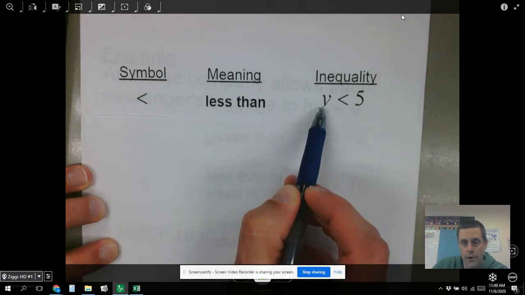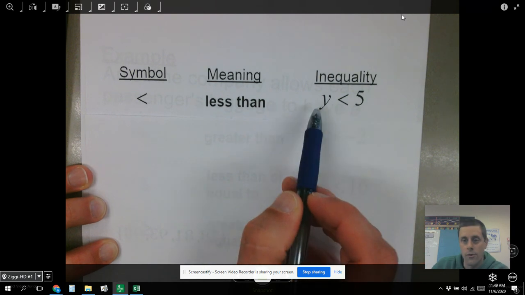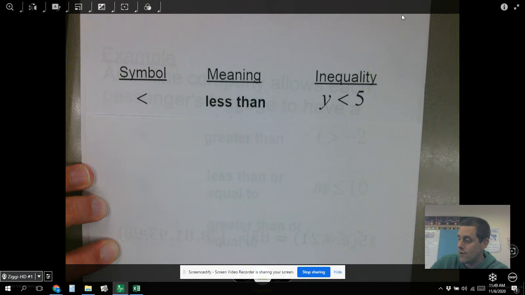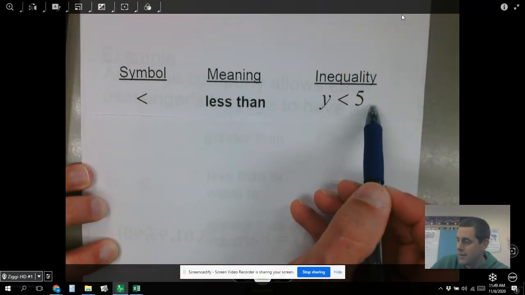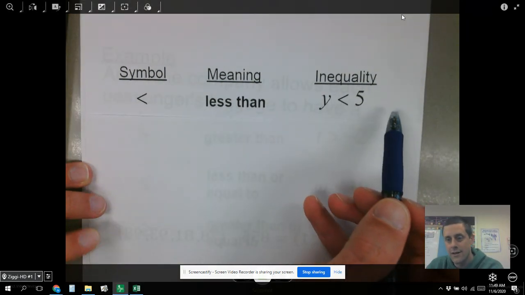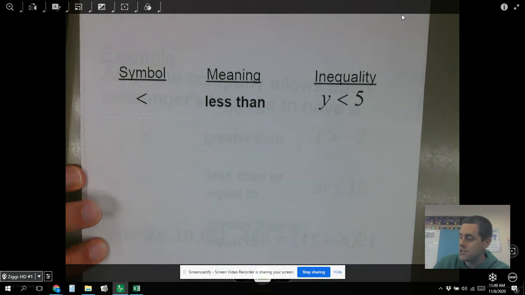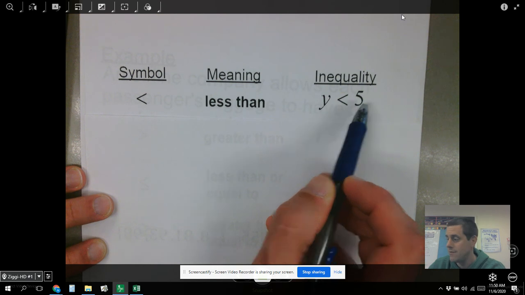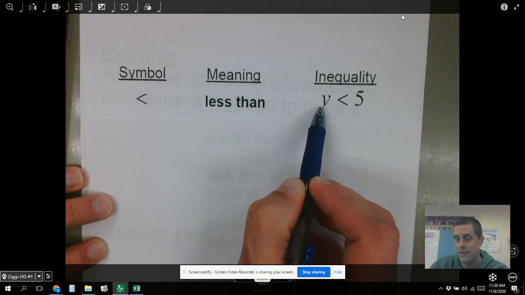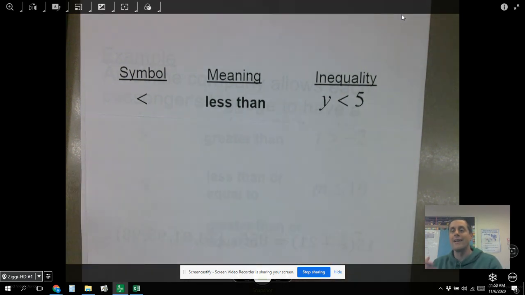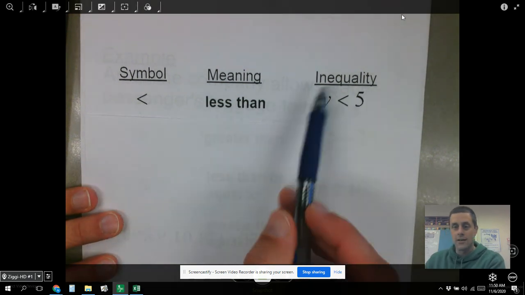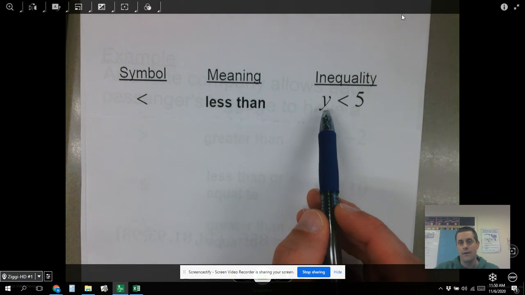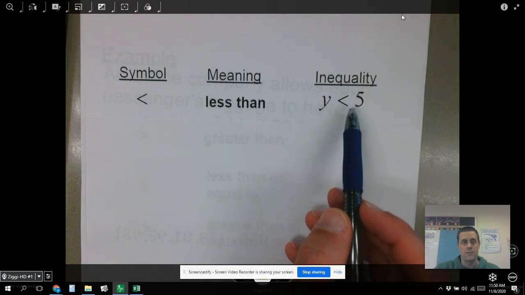Hopefully you're identifying there are multiple solutions to these inequalities. I could plug a 4 in here. 4 is less than 5, or 3, or 2, or 1, or 0. I could even go into the negative realm. -1 is less than 5. -8 is less than 5. Even decimals or fractions could fit in here. 2 1/2 is less than 5. -1.7 is less than 5. There are an infinite number of solutions to an inequality like this, and any value that I can substitute into y to make this true would be considered a solution.